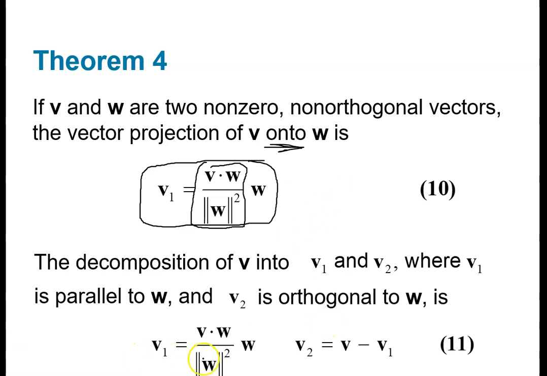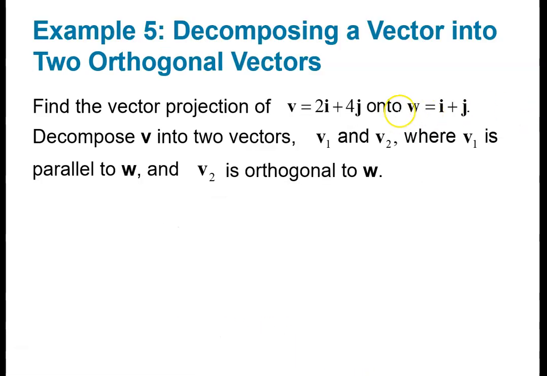And then once we found V1, there's how we found the orthogonal component. We just subtract V1 from V, and we've got that second vector that's orthogonal to it. All right, so here are my two vectors. I'm going to project V onto W and then find V2. Find the V2 vector from subtraction.